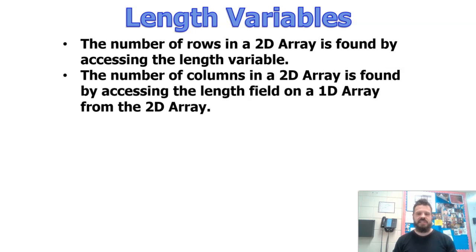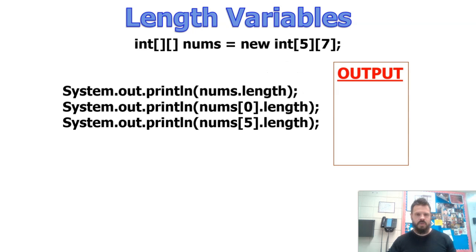Next thing we're going to talk about is the length variables for a 2D array. Now, just like with a regular array, the length of a 2D array is a variable. And when we're talking length of 2D arrays, there's really two different dimensions to take into account, the number of rows and the number of columns. The number of rows in a 2D array is found by accessing its length variable. And the number of columns is found by accessing the length variable on any 1D array from the 2D array. Let's show you what we mean by that.